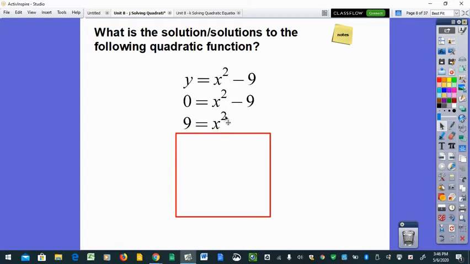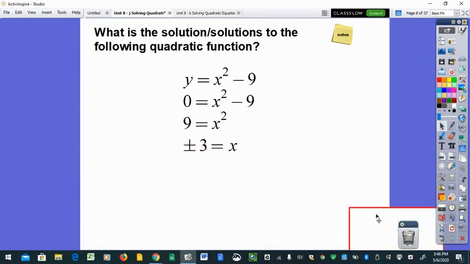Now the opposite of squaring is to take the square root, not divide by 2, take the square root. The square root of x squared will just give us x, and the square root of 9 is going to give us 2 roots, 2 answers, 2 solutions, plus or minus 3. And we have just solved that quadratic equation. If you go back into the original and substitute 3, 3 squared is 9, and 9 minus 9 would give you the 0.